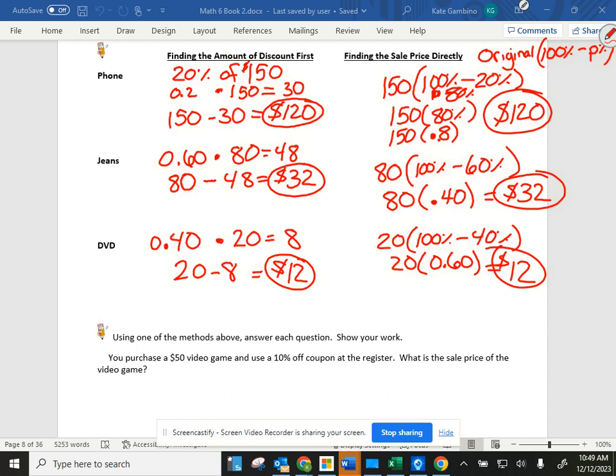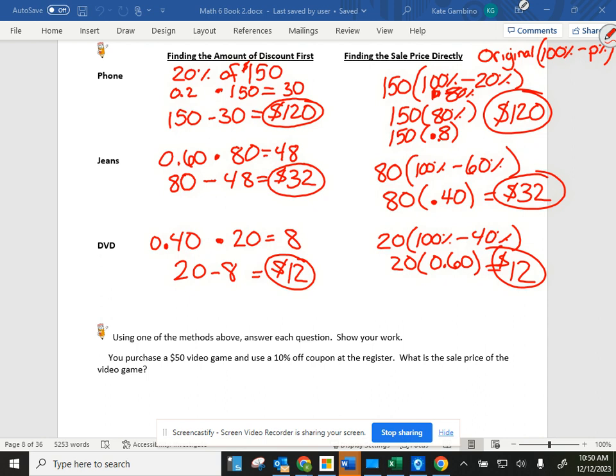So we can choose to find the discount first, subtract that away from the original and find out what our new price is, or you can find that sales price directly, multiplying the original price by that 100% minus the discounted percent. Madison, so can you do it either way? You're going to decide which one works for you.